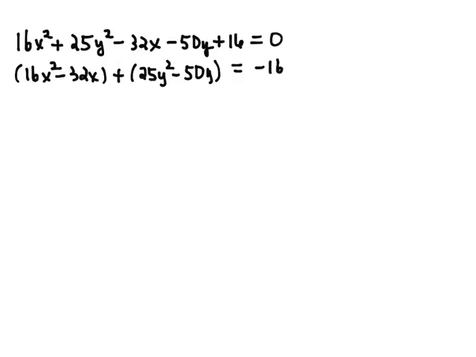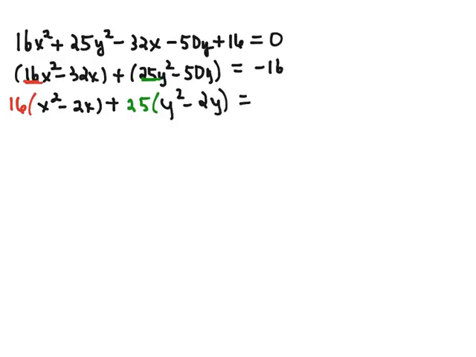So as we did in the last example, we're going to have to factor out the term that precedes the squared term. So if I divide by 16, I'll have x squared minus 32 divided by 16 is 2x, plus, in this term, we're going to have to factor the 25 out, and that's going to leave us y squared minus 2y equals negative 16. And now the process of completing the square.